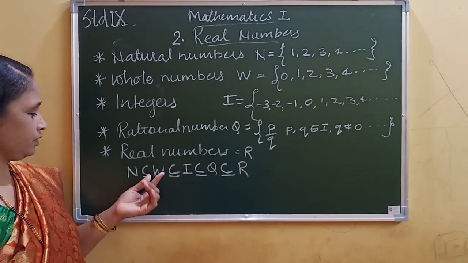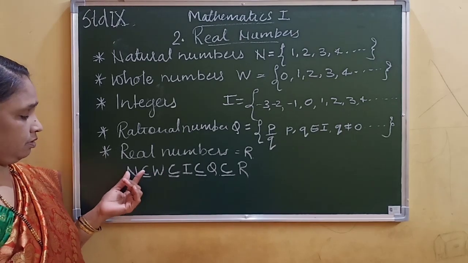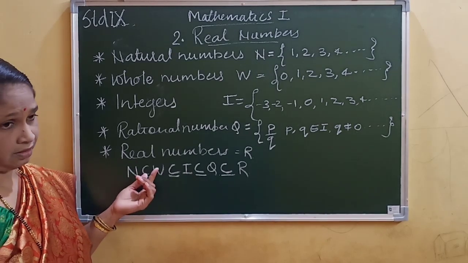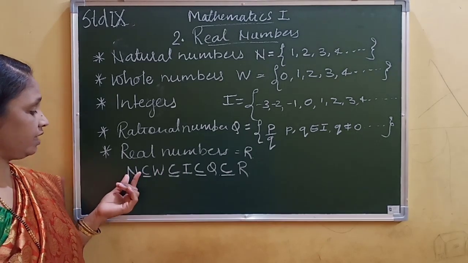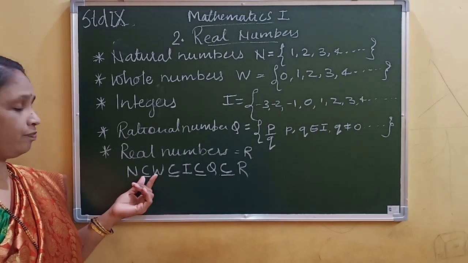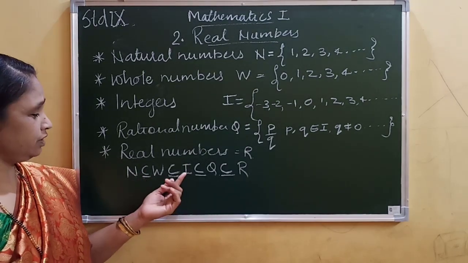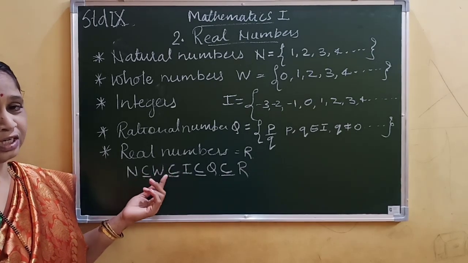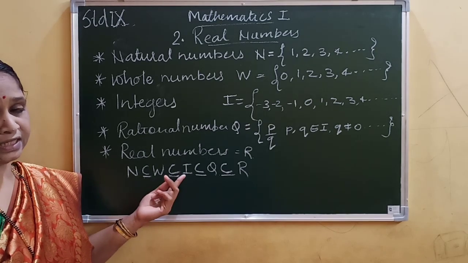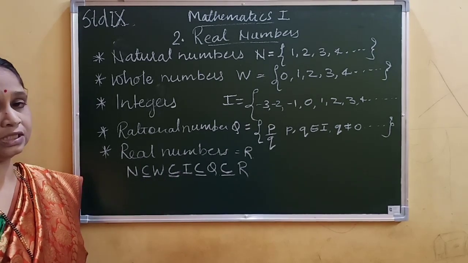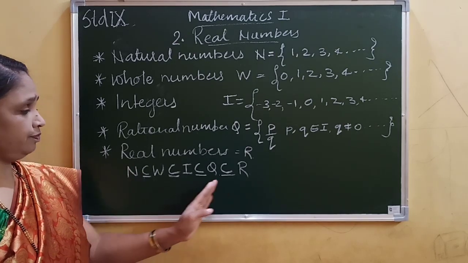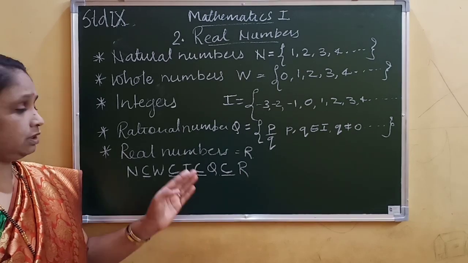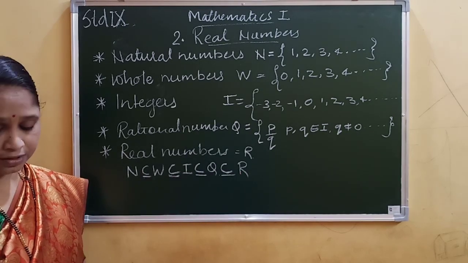What do we mean by subset? When all the elements of the set N are present in the set W, then we can say that N is a subset of W. When all elements of W are present in I, then we can say W is a subset of I. So all of these are included in the real numbers.